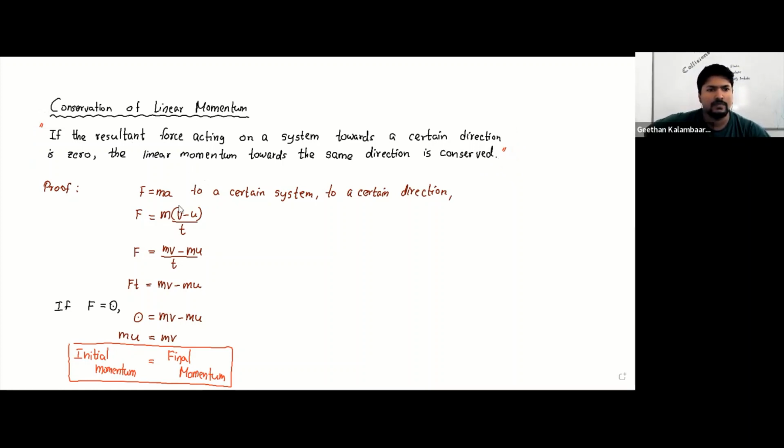If the resultant force acting on a system towards a certain direction is zero, on a certain system towards a certain direction, if the resultant force is zero, then the linear momentum is conserved.